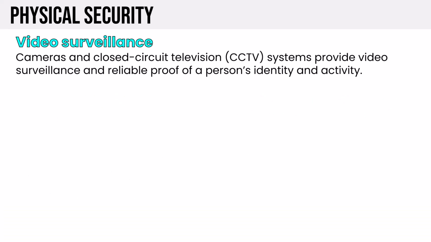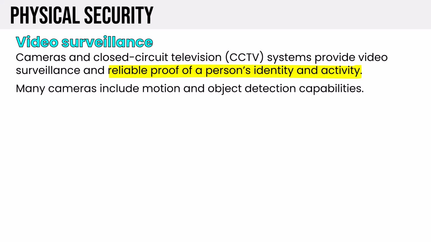So next we have video surveillance. So cameras and closed-circuit TV systems can provide video surveillance and reliable proof of a person's identity and activity. And many cameras nowadays include motion and object detection capabilities, which will kick them into action when necessary, when there's activity to capture. That makes combing through camera footage for meaningful events much easier after the fact.